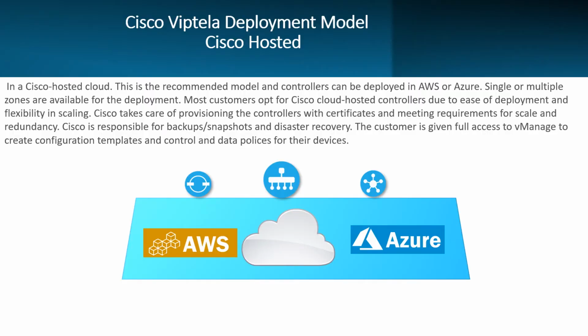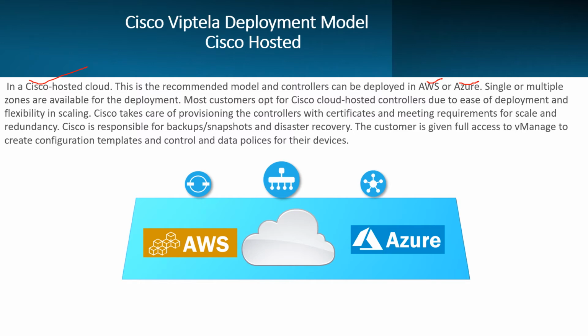Let's talk about the deployment models supported for SD-WAN. Cisco itself provides you the hosted cloud, which means the deployment of all the controllers is going to be managed by Cisco. They might utilize AWS or Azure for hosting all these services. Certificates, which are used for your authentication, deployment of controllers, management of controllers, taking snapshots, backups, and disaster recovery, everything end to end is managed by Cisco.